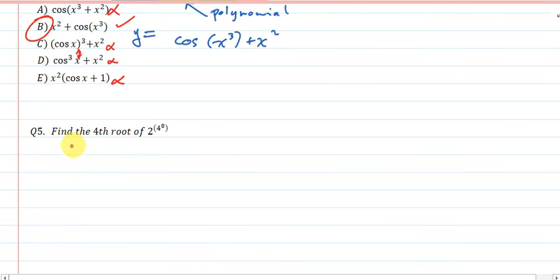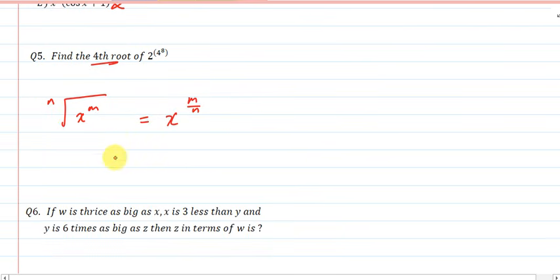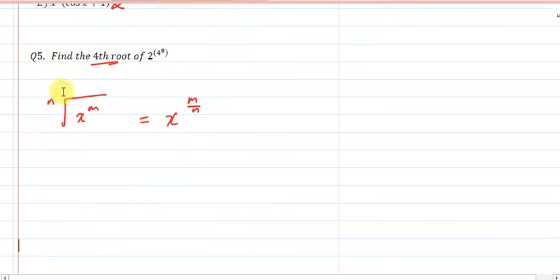Find the fourth root of 2 to the power 4 to the power 8. Interesting question. When we're finding the nth root, right, if you're finding the nth root of x to the power m, we usually write down the rule, which is x to the power m over n, inside over outside. So now we can apply the same thing over here, and we can say, right, what happens in this situation when we have 2 to the power 4 to the power 8.